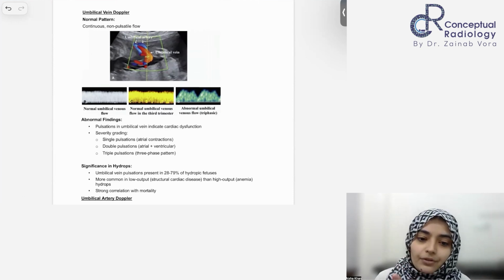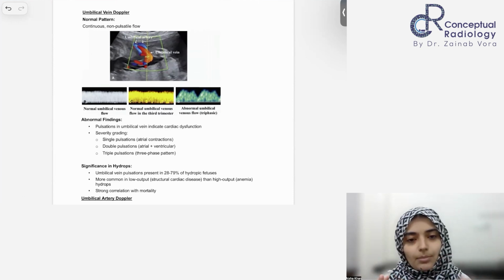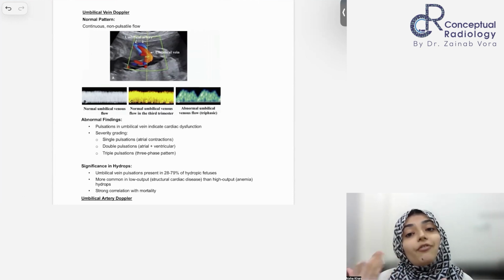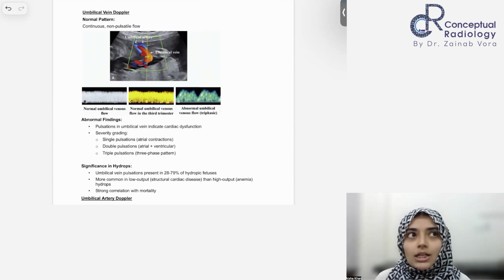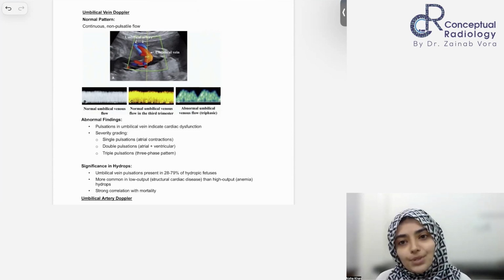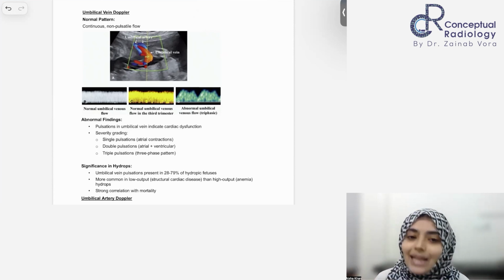Now today we have a little bit about two other vessels. One is the umbilical vein and the umbilical artery. These changes will occur in an advanced setting. So if someone asks me which is the vessel of choice if I want to pick up early hydrops and I don't want to miss even the subtle cases, I would say it is always the MCA followed by the ductus venosus, in that order.